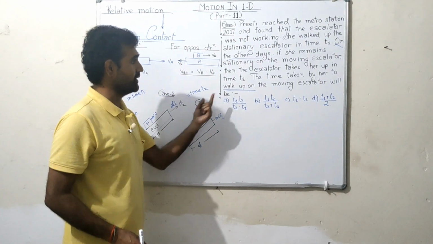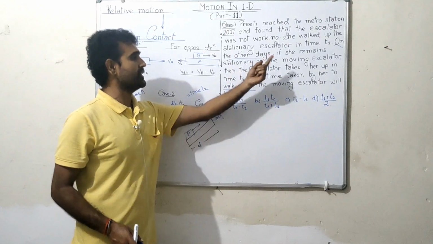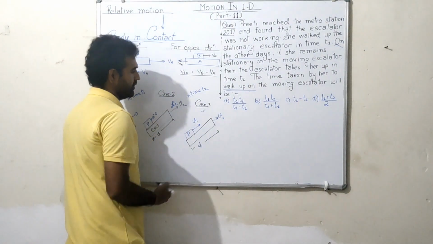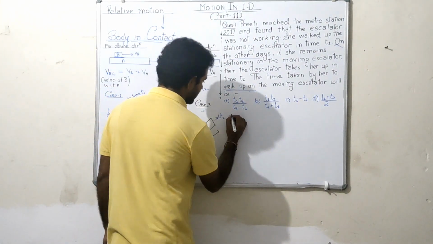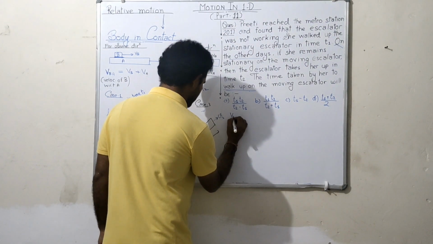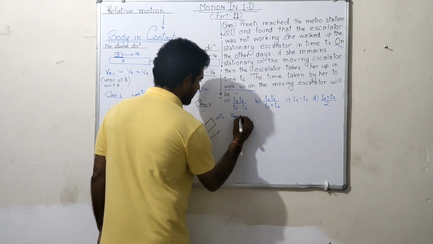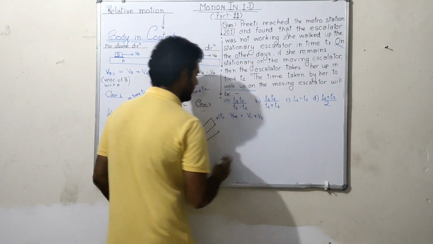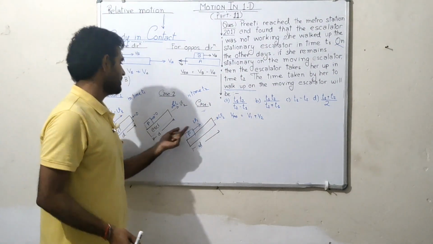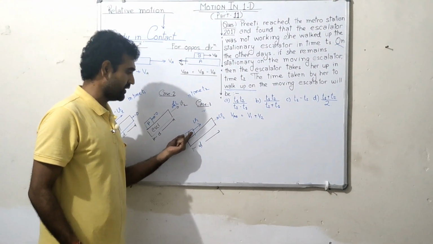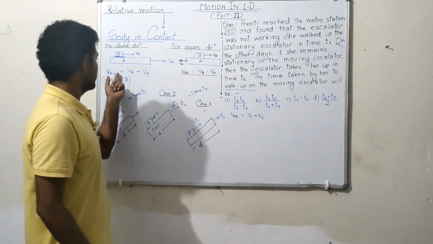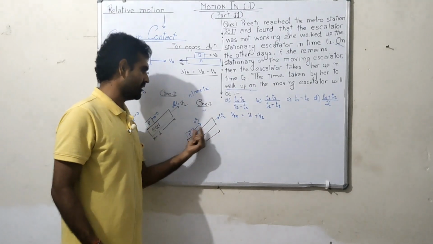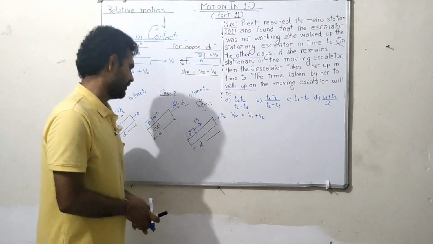Now they are asking the time taken by her to move up on the escalator, to cover the complete distance d, right? So for case 3, if we talk about the net velocity, the velocity of Preeti with respect to the escalator, or the net velocity, will be equal to v1 plus v2. Why? Because both are moving in the same direction, and since it is a case of bodies in complete contact, the velocities of the two bodies will be added to give the net velocity. So v1 plus v2.